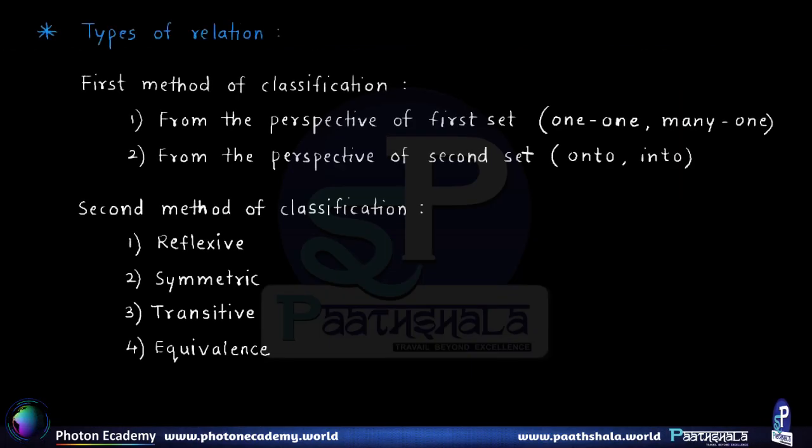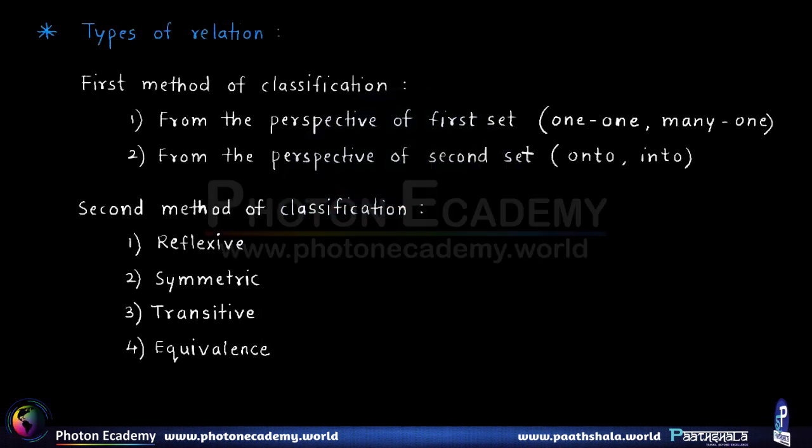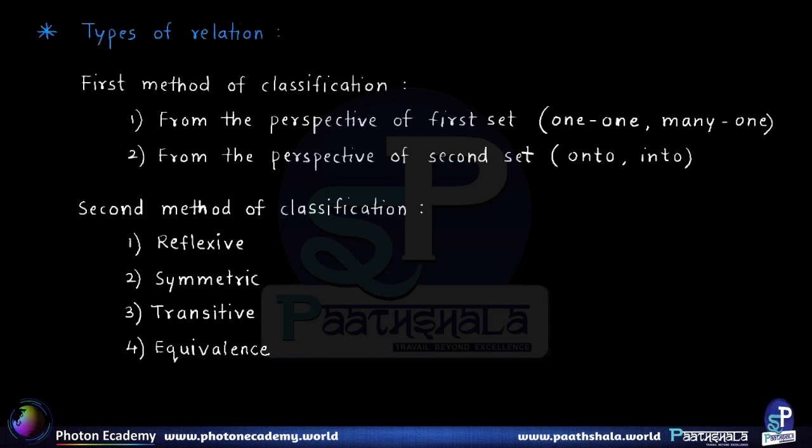Now let us see the different types of relations. The relation can be classified mainly from two different angles, that is the first method of classification and second method of classification. Now in the first method there are further two perspectives, that is from the perspective of first set we can classify the relations as 1-1 and many-1 relations, and from the perspective of second set we can classify the relations as on-to relation and into relation, right?